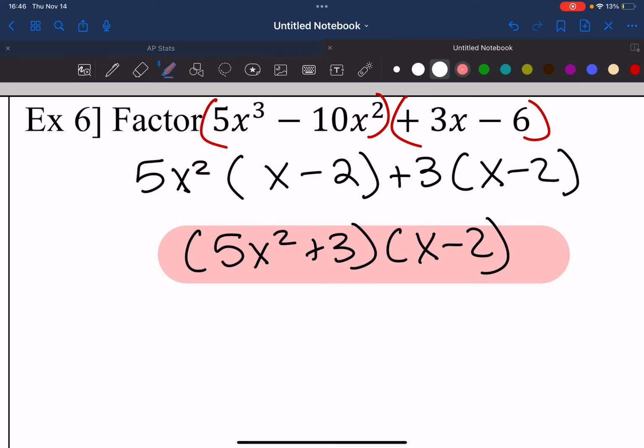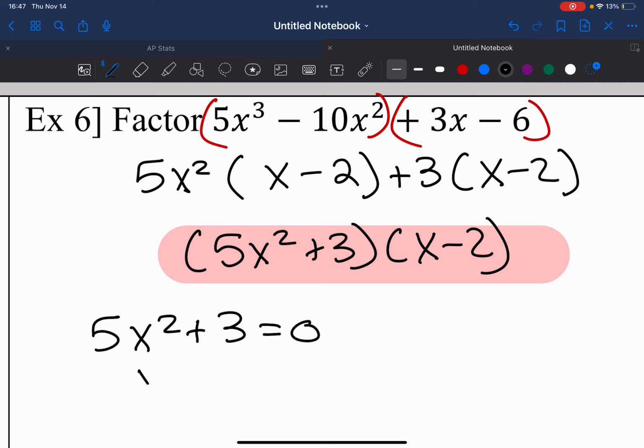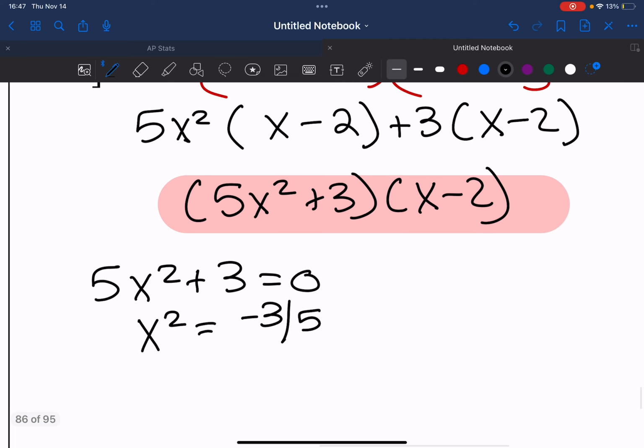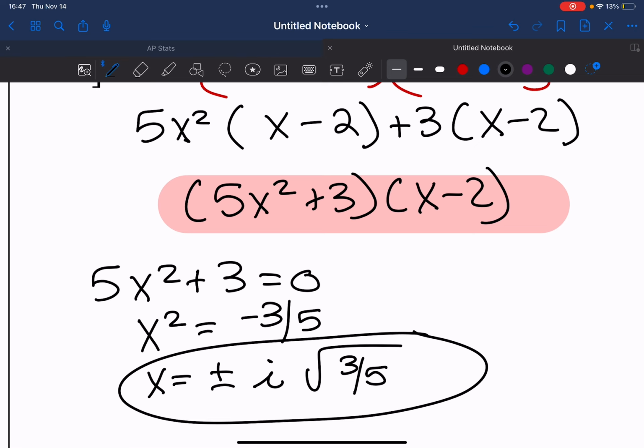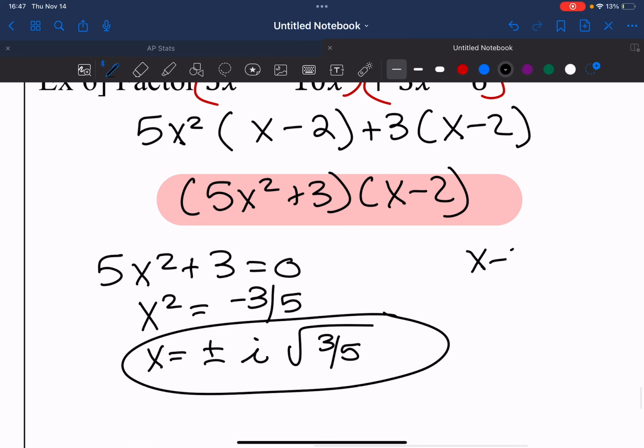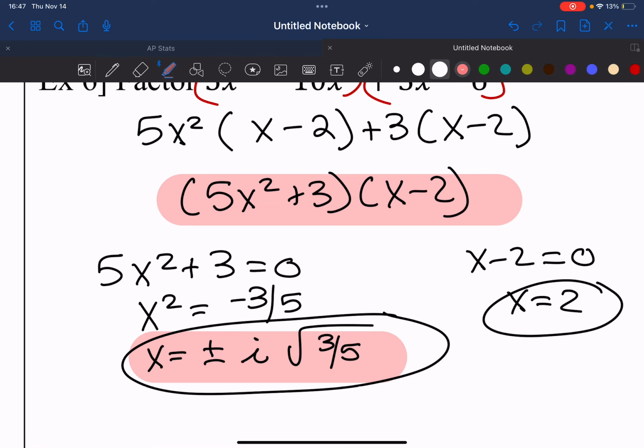So that means I'm left with 5x squared plus 3 and x minus 2. These are my factors. Now I'm going to set them equal to 0. So 5x squared plus 3 equals 0 means that x squared is equal to negative 3/5, which means that x is equal to plus or minus i square root of 3/5. And then I have x minus 2 equals 0, which means x is equal to 2. These are my answers.